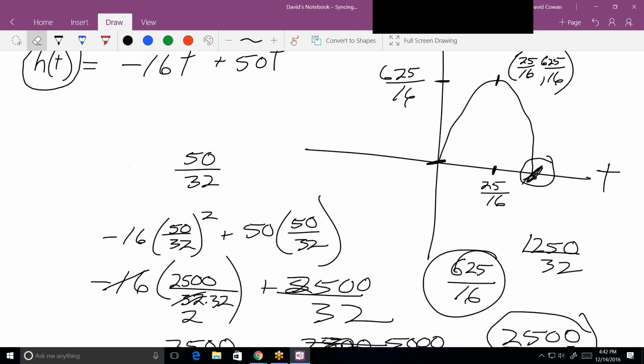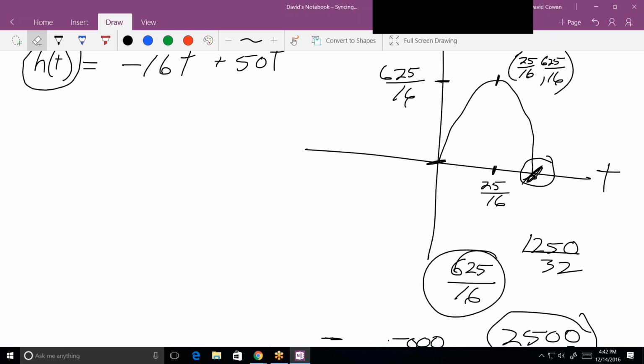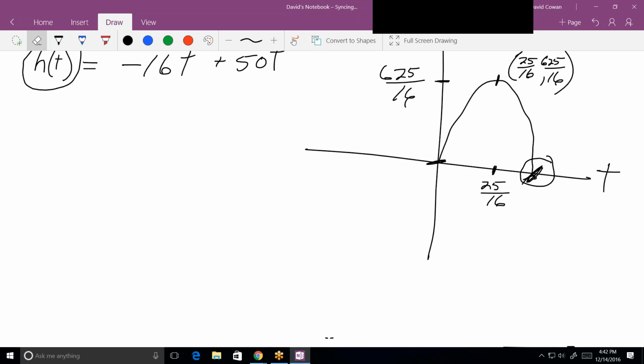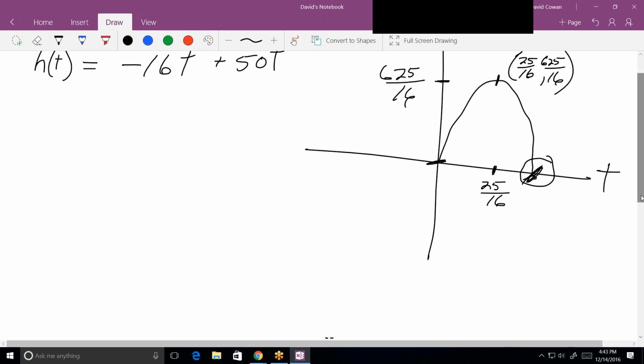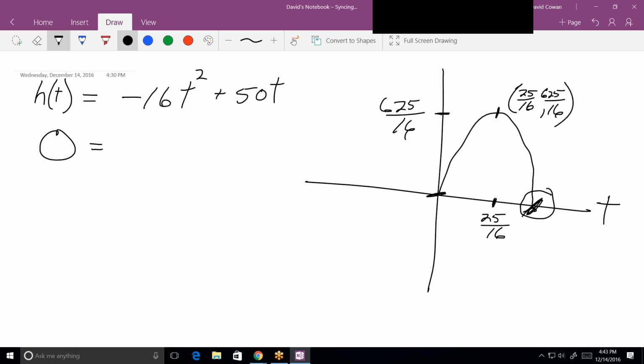What is h? What's the height equal to there? When the ball hits the ground, what is its height going to be? 0. Okay, that's what we want to put in for h of t. H of t is 0. I'm going to substitute 0 for that, and then I'm going to solve it. And that's going to tell me when it hits the ground.